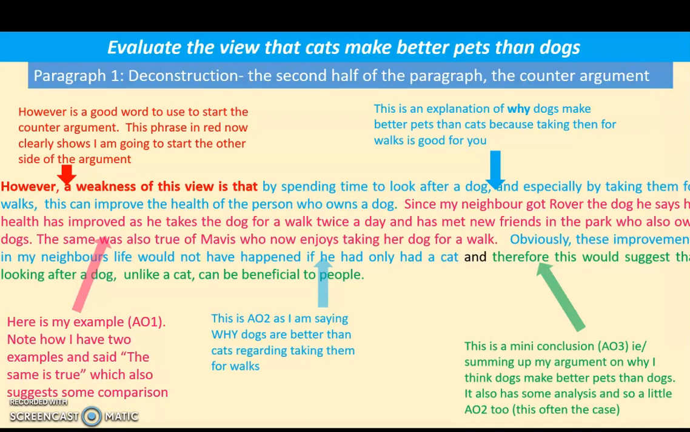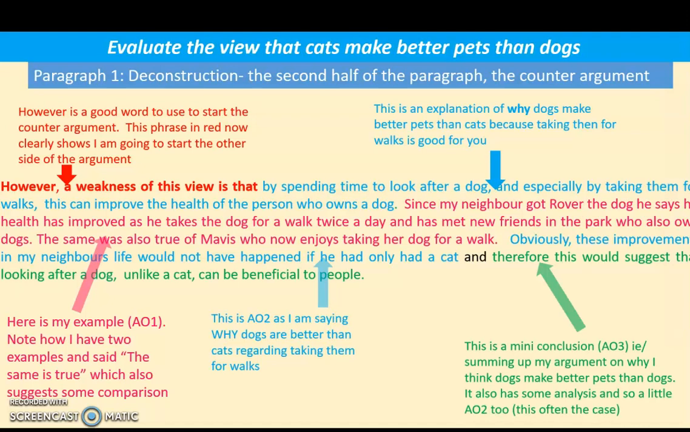That's a bit of a lie, he doesn't. I can't remember what his dogs are called. And he says his health has improved as he can take his dog for a walk twice a day, and he also meets new friends. The same was also true of Mavis, who now enjoys taking her dog for a walk. So there's two examples there, Mavis and my other neighbour, and it's got stuff about health benefits from doing it. Then in blue is saying why that's good.